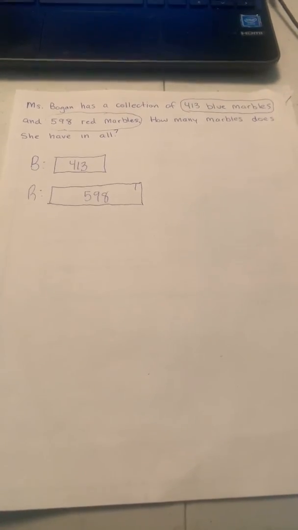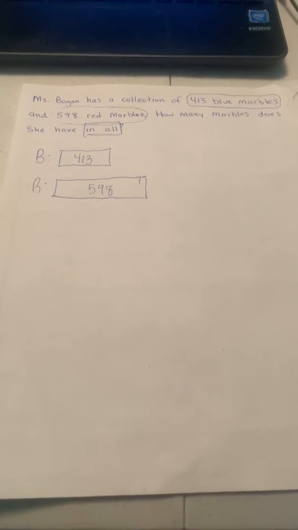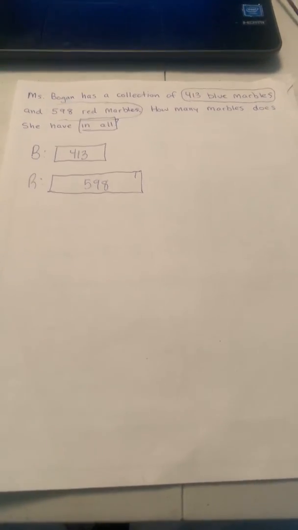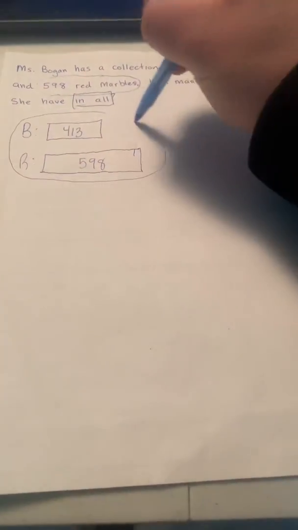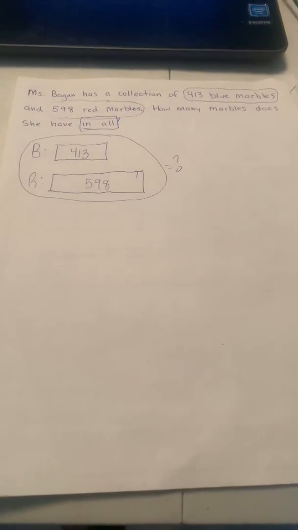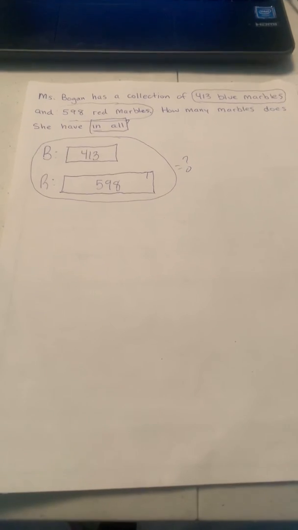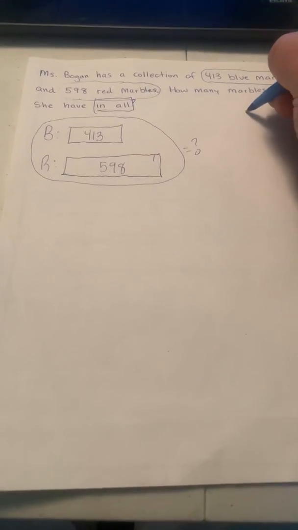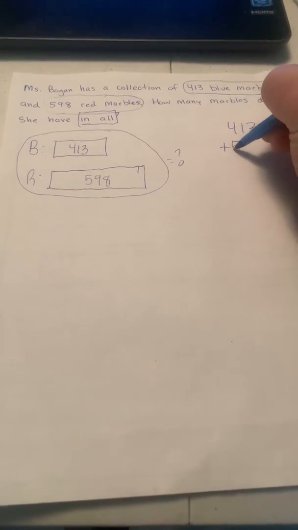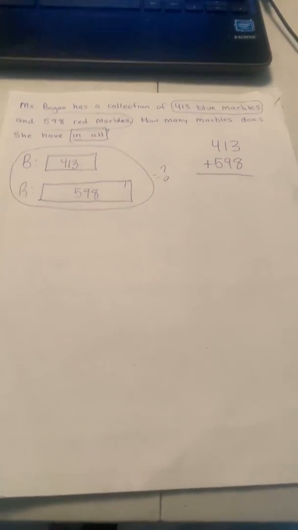Now, lastly, how many marbles does she have in all? If I need to remember what operation to use for that, I know "in all" is addition. So I want to find the total number of marbles. I'm going to circle all of this and put a question mark, because that is what I need to find out for my total, or in all. So I'm now going to write a number sentence. I know I have to add these two, so I'm going to do 413 plus 598. There is my number sentence.